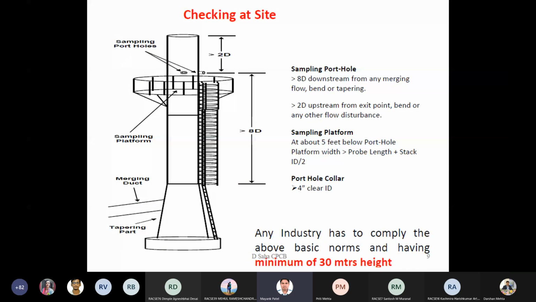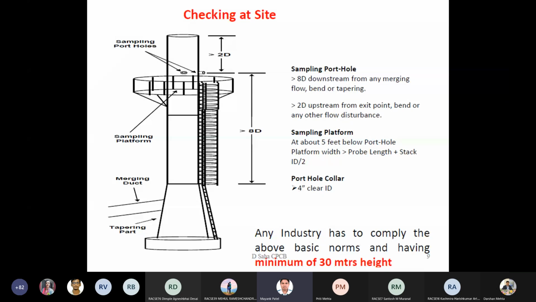For example, if you can see this figure, right? The merging duct is there, and there is a place where a platform is there from where you will take the sample. So the sampling porthole should be greater than 8 times the diameter downstream from any merging flow, and 2 times the diameter from the upstream exit point, right? So that you will have fully developed flow, and the results you mention will be accurate. And the minimum height should be 30 meters for any stack.